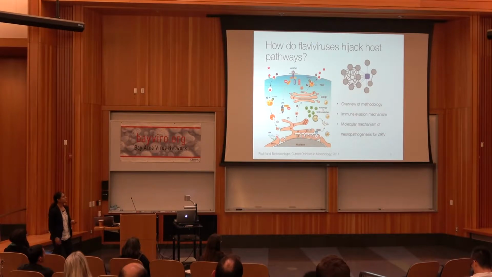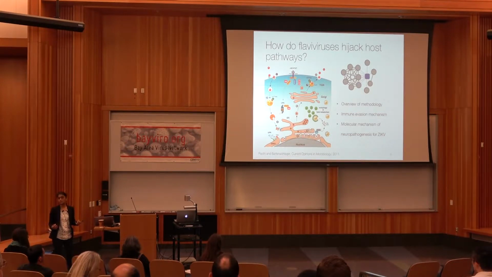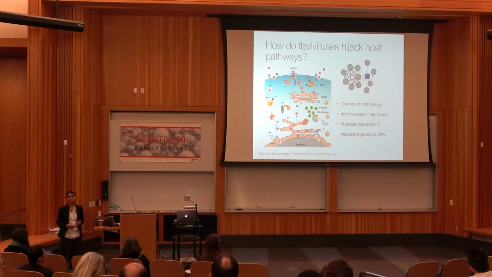And so today, I'm going to tell you about, first, an overview of the methodology we use to develop these protein-protein interaction maps. And then I'm going to tell you two stories that came out of the data regarding flavivirus host protein interactions. One is an immune evasion mechanism, and the second is a molecular mechanism for neuropathogenesis that we think is playing an important role for Zika virus.